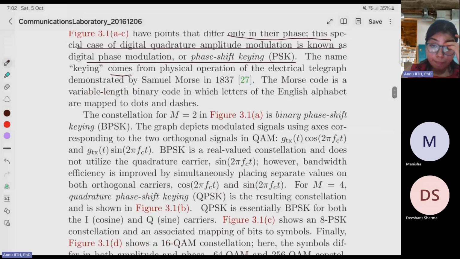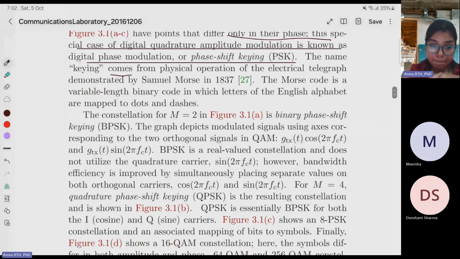The graph depicts the modulated signals using axes corresponding to two orthogonal signals in the form g_tx cos 2 pi f_c t and g_tx sin 2 pi f_c t, one sided and two sided. BPSK is a real valued constellation and does not utilize the quadrature carrier sin 2 pi f_c t. However, the bandwidth efficiency is improved by simultaneously placing values on both orthogonal carriers, cos 2 pi f_c t and sin 2 pi f_c t.